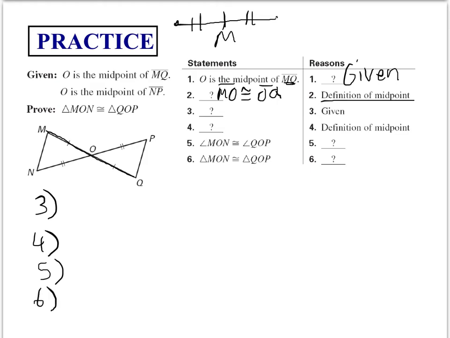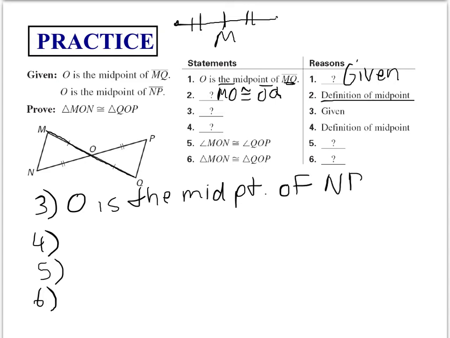Okay, so next thing we want to do is look at our given. Another one, our given is that O is the midpoint of NP. And then same thing, it's asking us to define that midpoint. So let's define what's happening with this line NP. Well, NP is getting broken down into these two congruent segments here. So we know that NO needs to be congruent to OP.